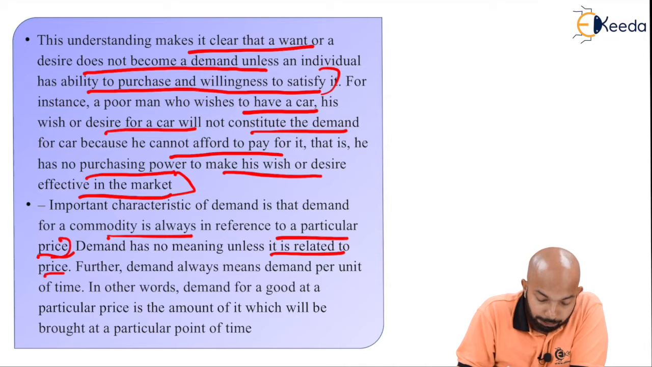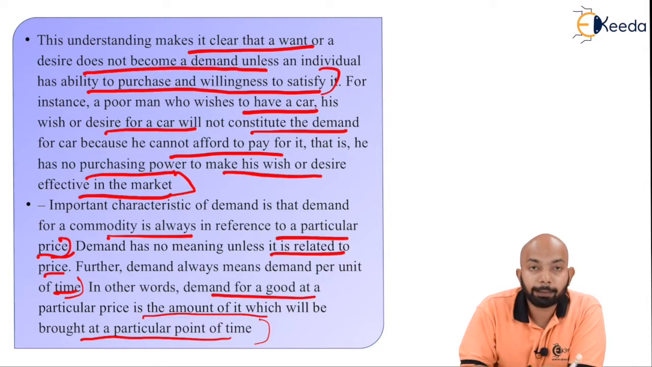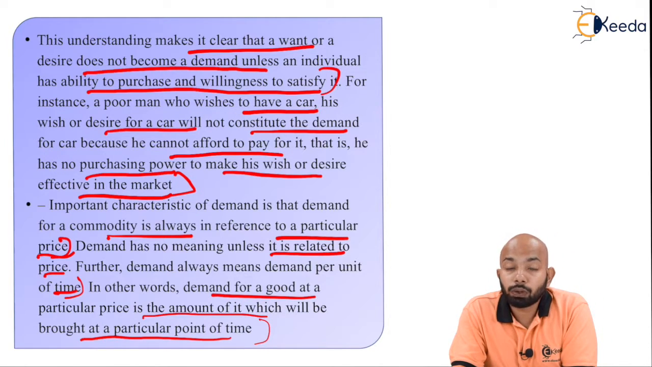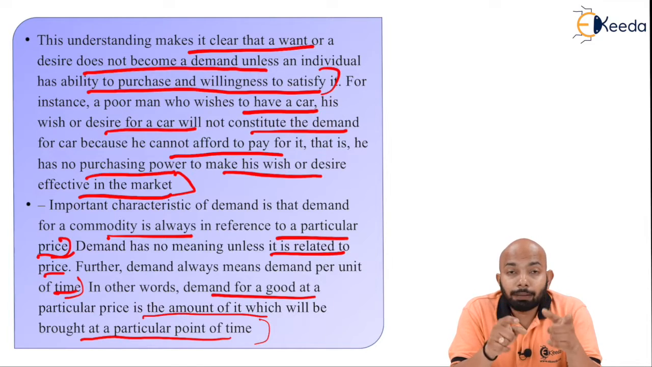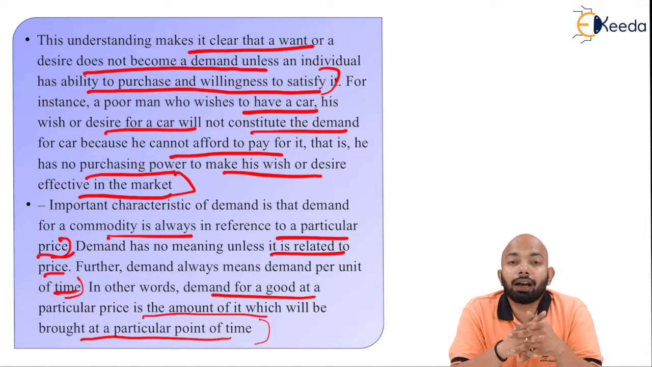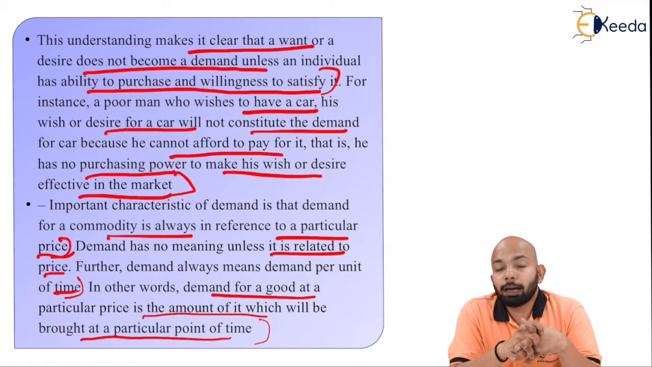Further, demand always means demand per unit of time. In other words, demand for a good at a particular price is the amount of it which will be bought at a particular point of time. For example, the car prices may go up at any point of time. If you're purchasing the car at a moment when the prices aren't up, that's the price of it. But your wish to purchase that car will be affected by the price that will come up in the near future.